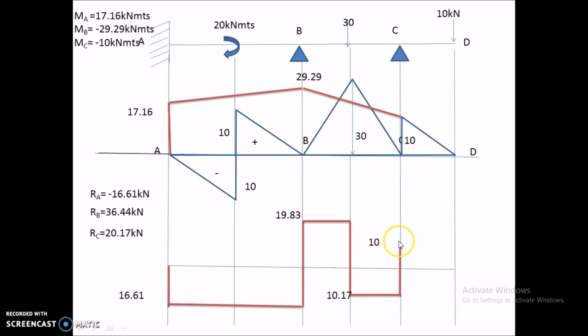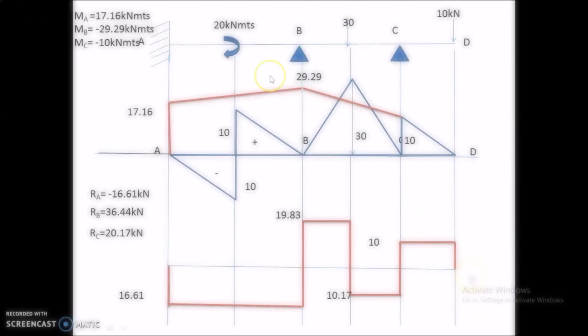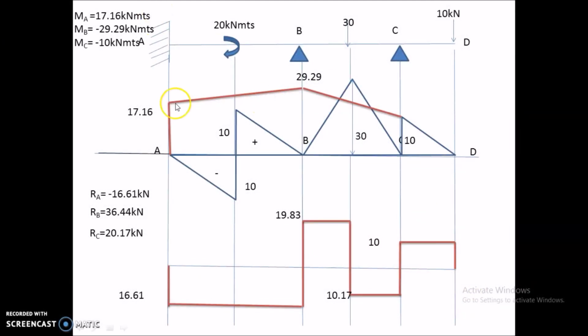Now here the shear force value is 10, and it remains 10 till here, and here there is a force of 10 acting downwards. So the final shear force at this point is 10 minus 10, which is 0. This is how we will analyze a continuous beam with sinking supports.